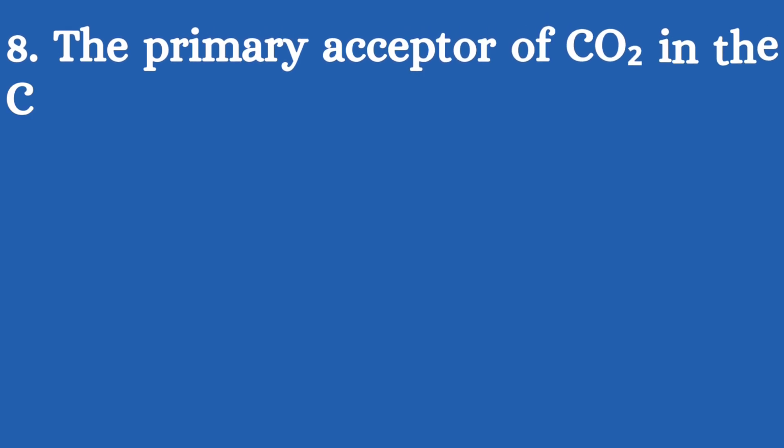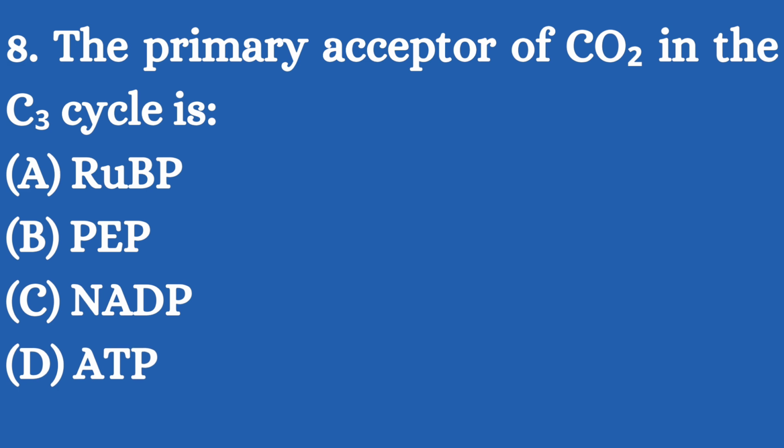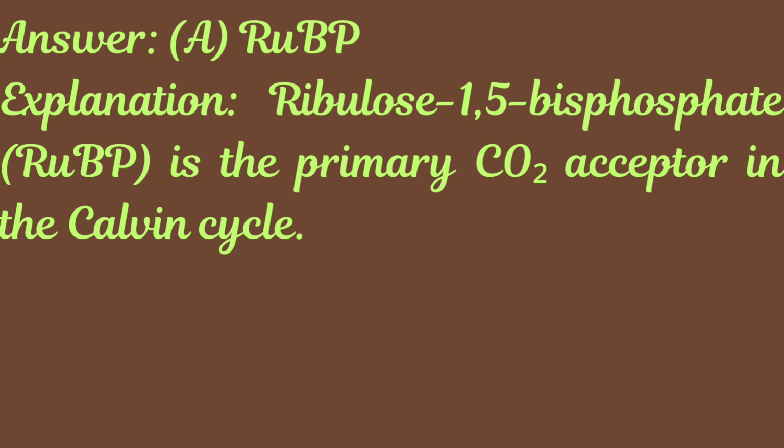8. The primary acceptor of CO2 in the C3 cycle is: A. RuBP. B. PEP. C. UTP. D. ATP. Answer: A. RuBP. Explanation: Ribulose 1,5-bisphosphate, RuBP, is the primary CO2 acceptor in the Calvin cycle.